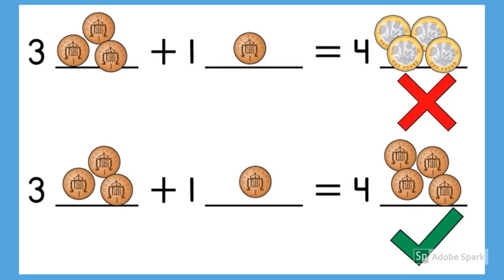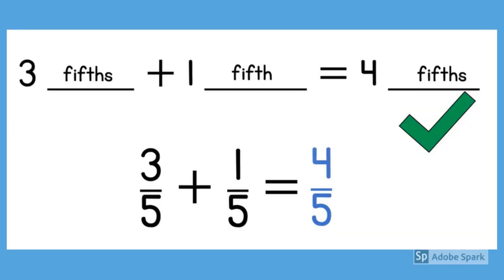That's correct. So what we now know is that if we are adding fifths, our answer will be fifths. The denominator stays the same. So here we have 3/5 add 1/5 equaling 4/5. So our original question, 3/5 add 1/5, we were correct. It is 4/5 and Rosie was wrong. Remember, we add the numerators but keep the denominator as the same unit.